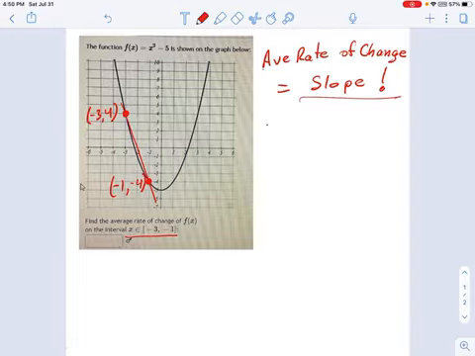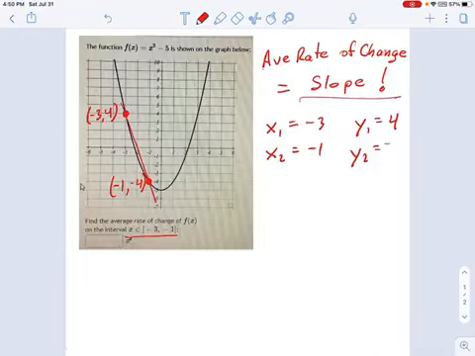So let's think about what we know. x1 equals -3. Okay, x2 equals -1. y1 equals 4. And y2 equals -4. I got fat fingers, sorry. Okay, so using that information, now we're going to figure out slope, or average rate of change, using this formula.